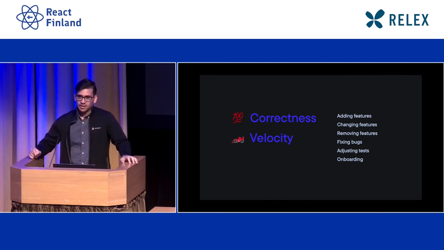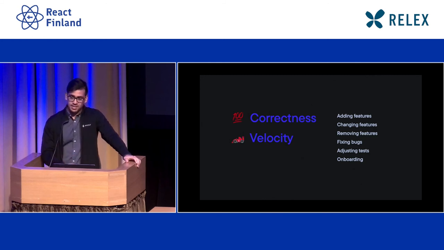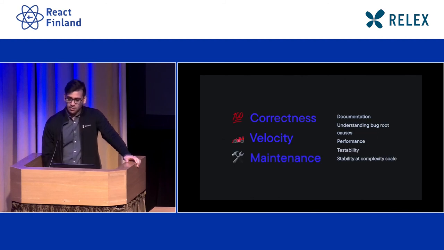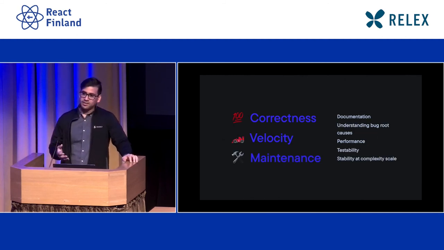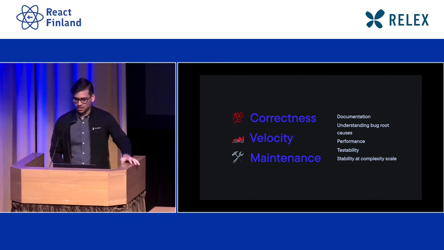Also, velocity. Whatever solution you choose, are you able to add, change, remove features quickly without introducing bugs? Are you able to onboard your team quickly so that they themselves can add features and make changes rapidly? And also maintenance. How well can you map your application logic to documentation, performance? How could you better test your application logic? Do you have a single source where you could just isolate your logic and actually unit test it, integration test it, and all of that? So those are the three things.